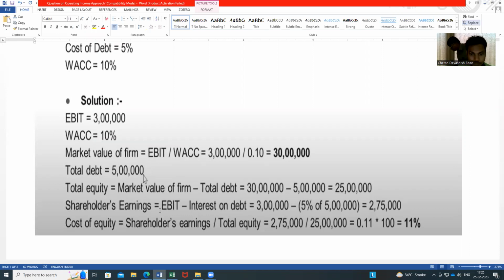They may tell you to calculate shareholders' earning, that is the net income. They may also tell you to calculate cost of equity. So the question may ask you anything, but let us see what exactly it is. The moment you have the formula in front, you would be able to correlate what exactly they are asking. So let us first try to understand how to calculate value of firm.